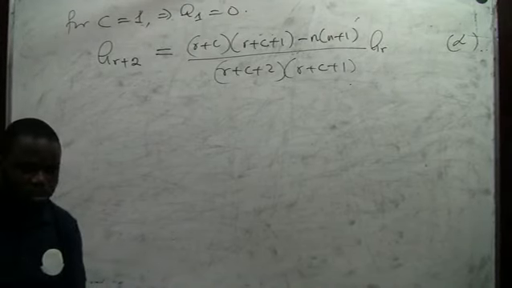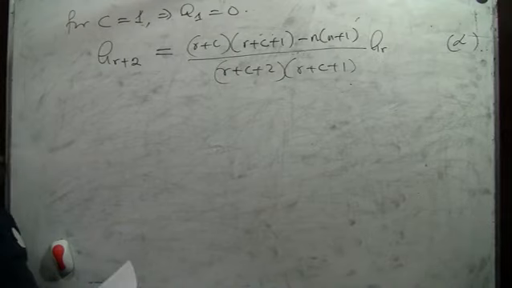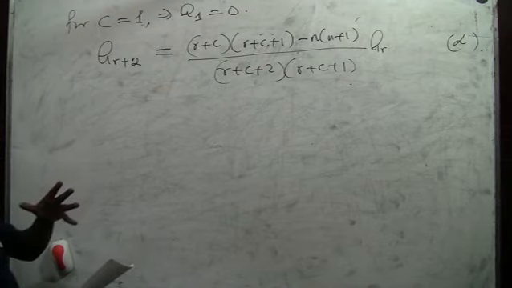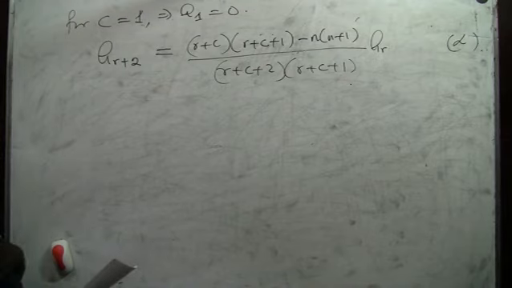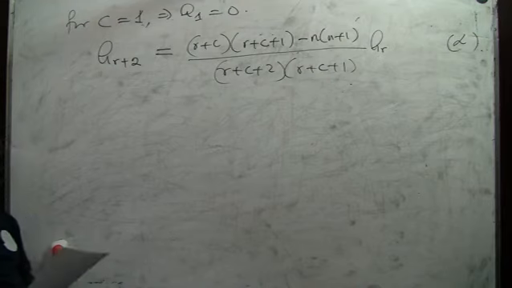Equation alpha, from what we have discussed in our previous classes, is referred to as the recurrence relation or the quotient formula as far as the solving of the Legendre equation is concerned, in order to obtain the Legendre polynomial of first kind and second kind.